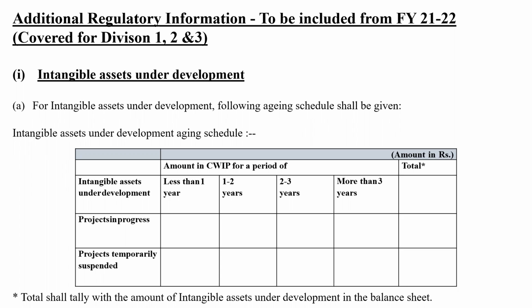So that has to be provided separately for less than 1 year, 1 to 2, 2 to 3, and more than 3 years. And if there is any project in progress or temporarily suspended. And the total shall tally with the amount of intangible assets under development in the balance sheet.